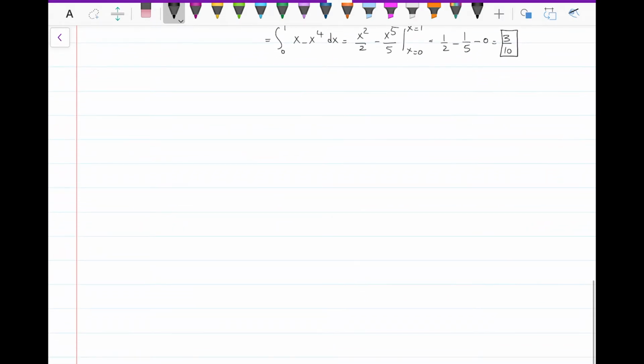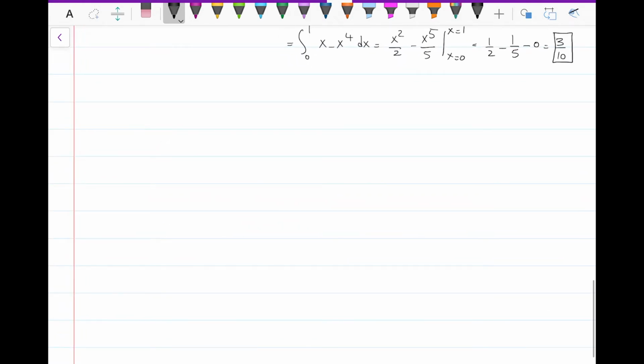Okay, so let's solve the third example. So example 3, which is what? Double integral of the function 1 over y cubed plus 1 dy dx, from square root of x to 2, and x from 0 to 4.